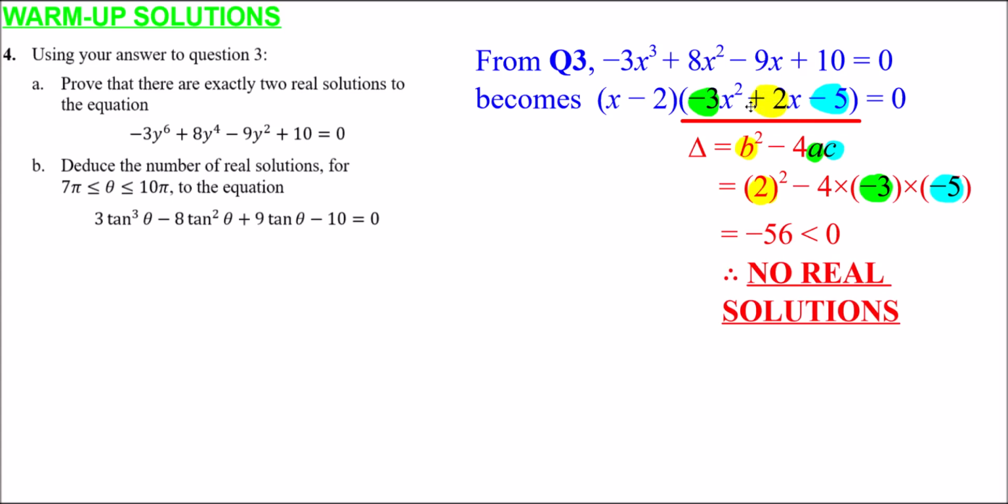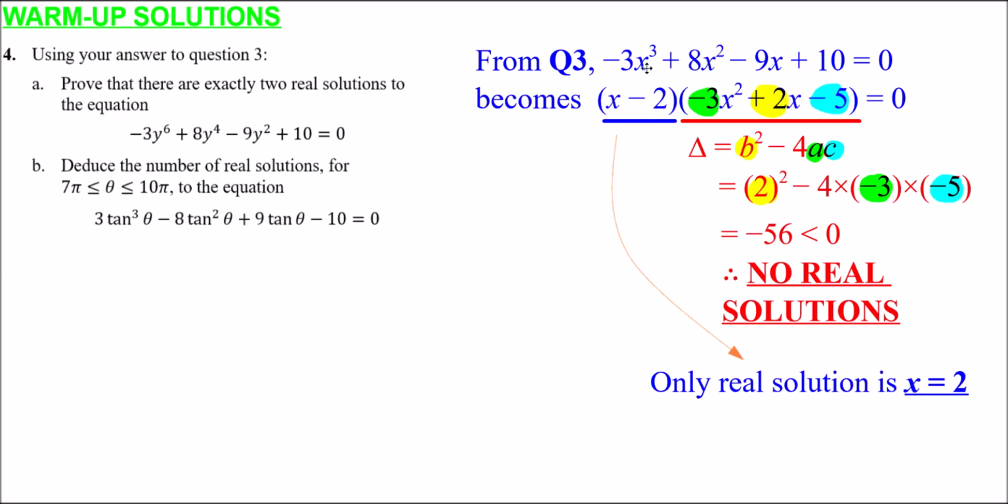So any solutions to this cubic equation must come from this first factor, the x minus 2. So what solution would we have if x minus 2 needs to equal 0? This is very obvious. This root here, as we proved from question 3, is x equals 2. So the only real solution is x equals 2 because this one here has a negative discriminant. So how does that help us for question 4?